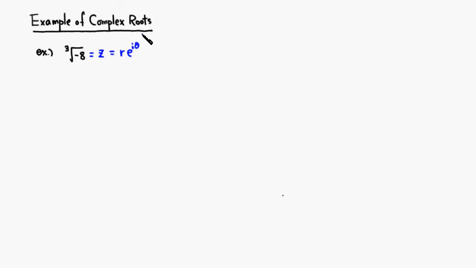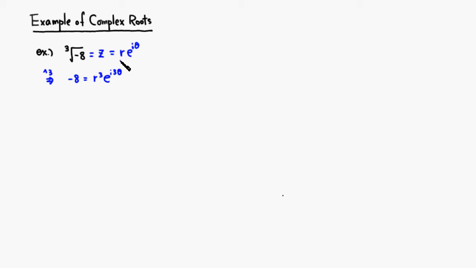Since it's hard to deal with the cube root, I'm going to raise both sides to the third power. So we have negative 8 is equal to, we know how to do it, r cubed and e to the i 3 theta. So you have to multiply the angle by 3.